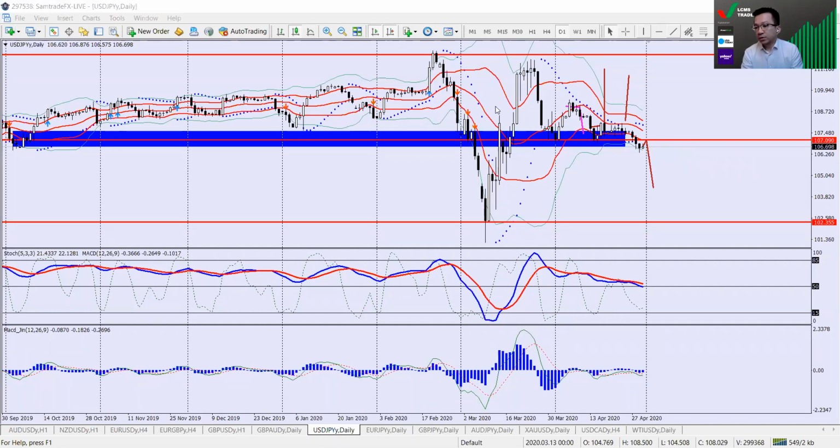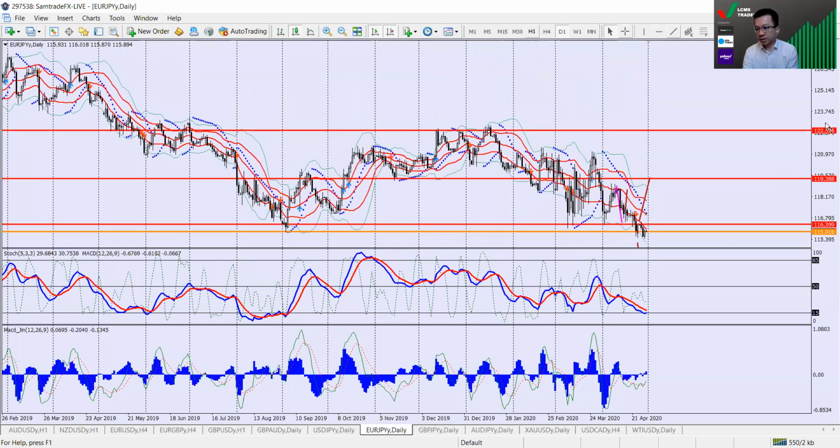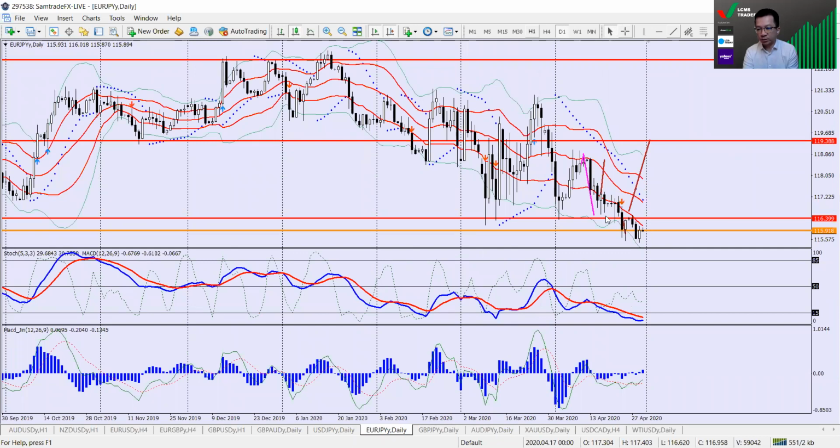All right. Okay, so jumping into the Euro Yen. Let me just move that away again. Euro Yen on the daily time frame, if I'm not wrong, the last time I shared was if it breaks below 115.91, we could look to sell.